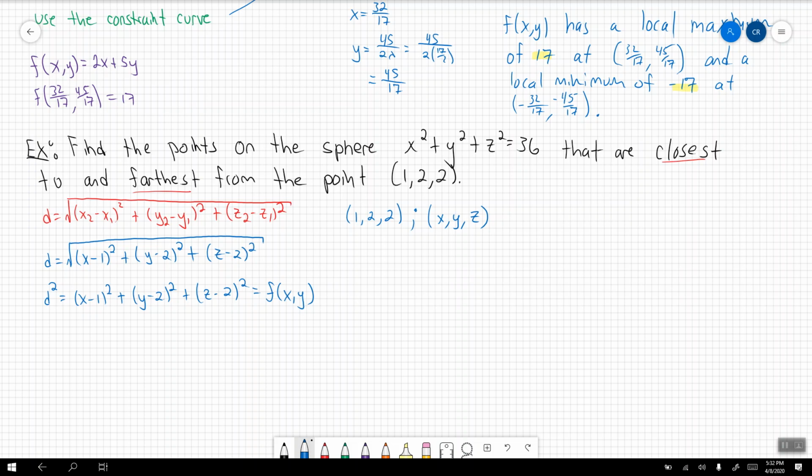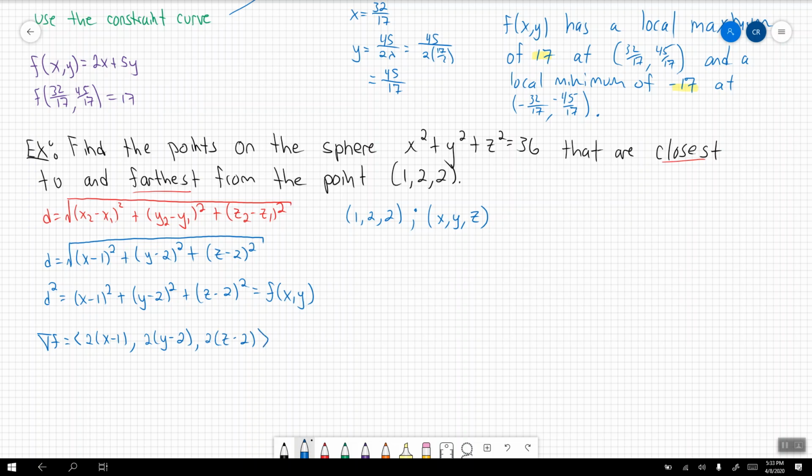Now I need a gradient. So let's go through and find a gradient here. Taking the partial derivative with respect to x, that's going to be only this term, so 2 times (x minus 1). Do the same thing for y: 2 times (y minus 2). Same thing for z: 2 times (z minus 2). There we are. That's the gradient.